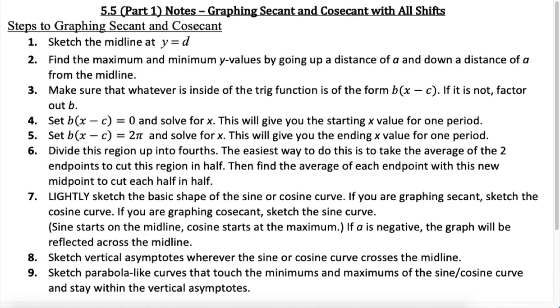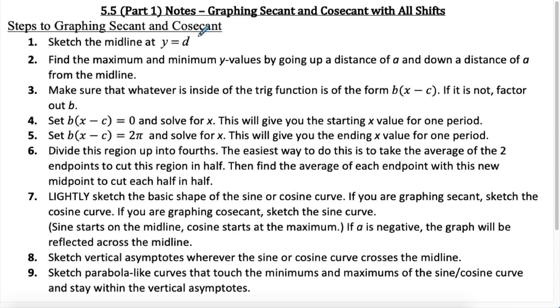Right, in the next section, we are going to take a look at graphing the other four trig functions: secant, cosecant, tangent, and cotangent. We'll start with just secant and cosecant in this part one. The first 7 steps are actually exactly the same as sine and cosine.